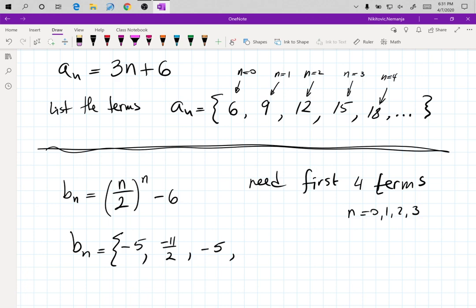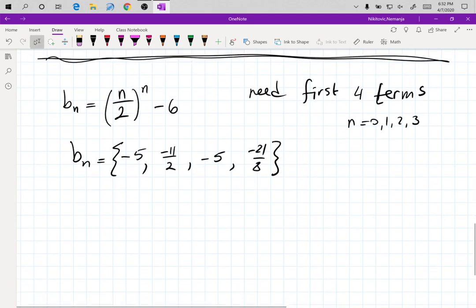And number 3. 3 is going to be 3/2 to the n. So 3/2 cubed, that's 27 over 8 minus 6. That's 48 over 8. And that's going to be negative 21 over 8. Dot, dot. No, dot, dot, dot. I asked for the 4 terms. Done deal. You close this set because we are done. List 4 terms, you listed 4 terms.